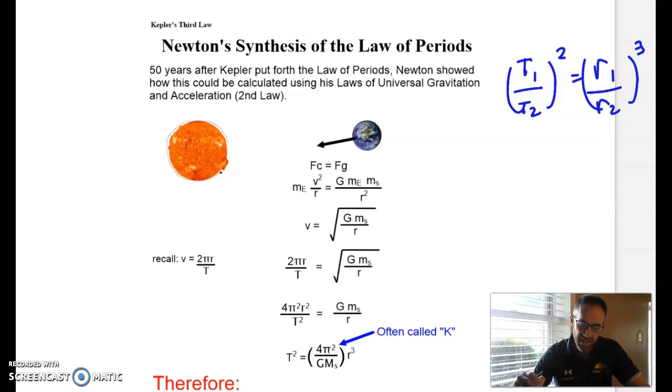Now, ironically, Newton never knew the universal gravitational constant, and so he knew that you could do this, but he still wouldn't have been able to do it until Cavendish came along in 1798. Still, let's talk about what Newton did here.